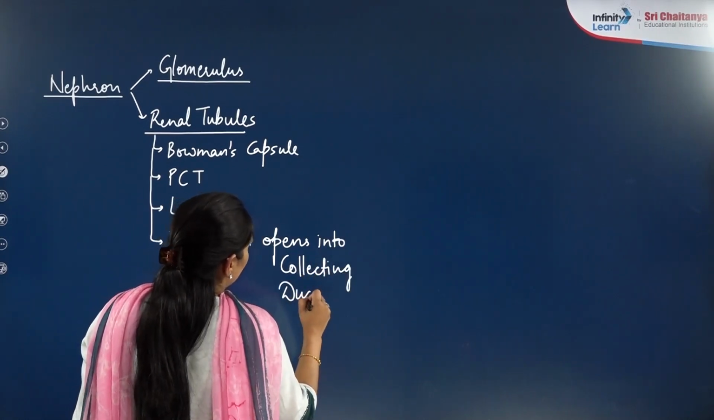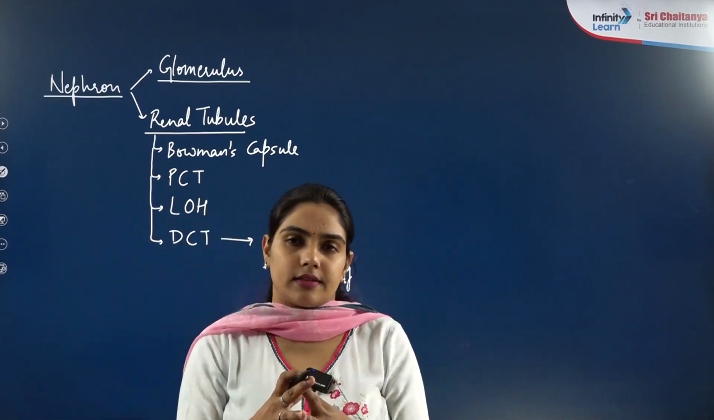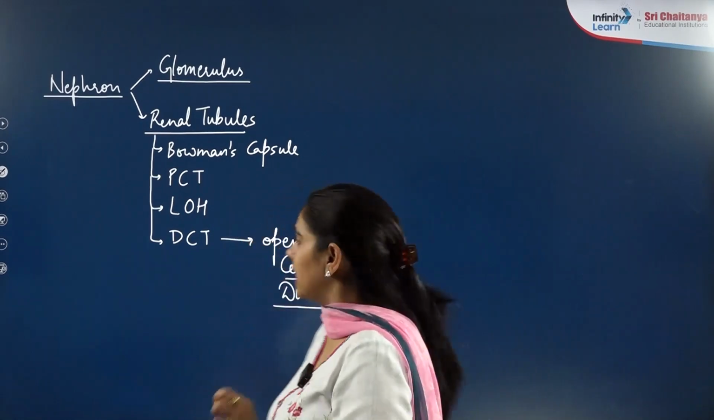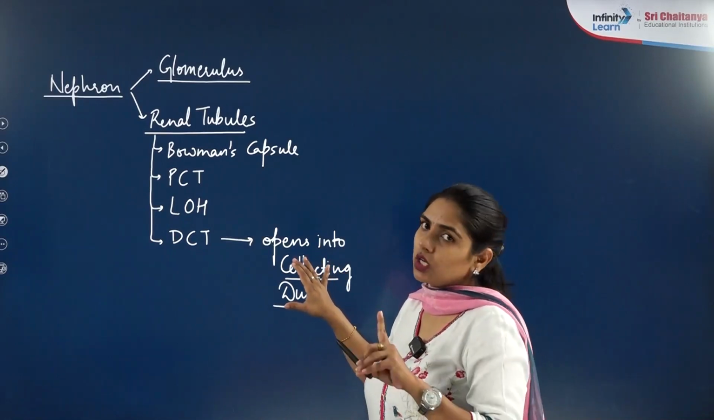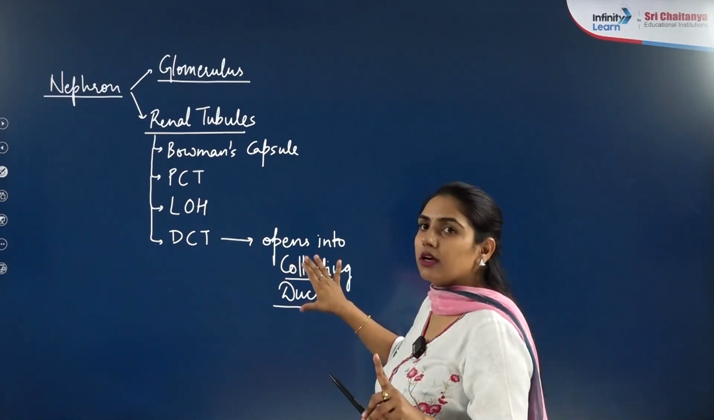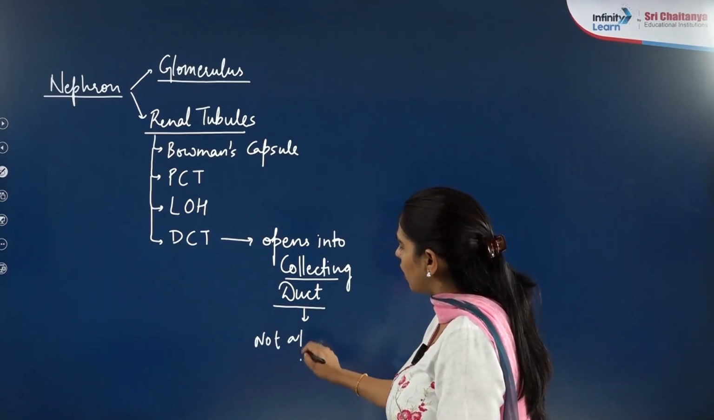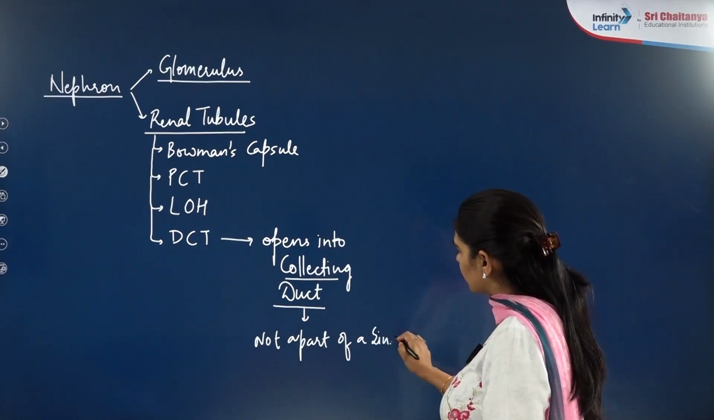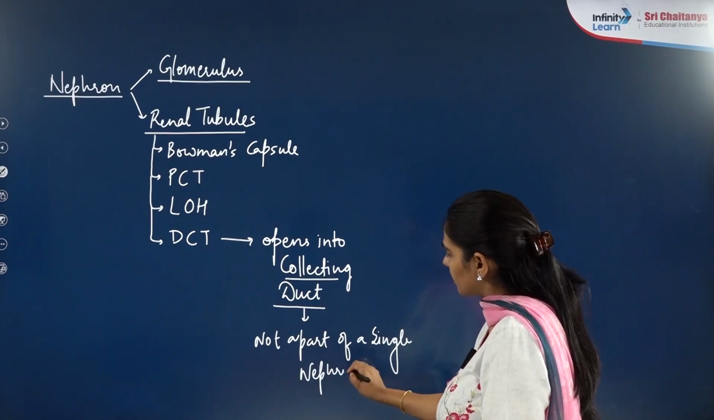Collecting duct is not a part of a single nephron. So many DCTs are opening into one collecting duct, right? So if somebody asks you whether the collecting duct is a part of a single nephron or not, no, it is not a part of a single nephron.